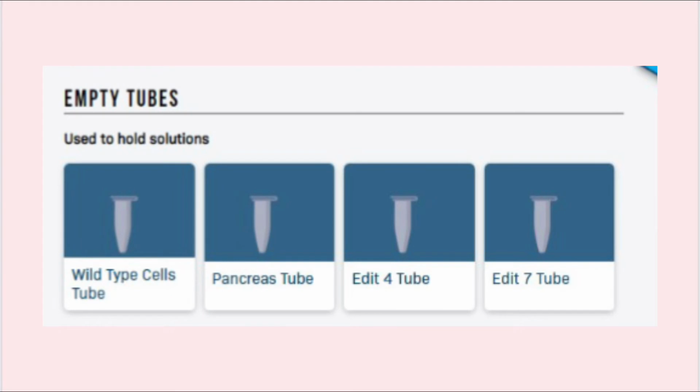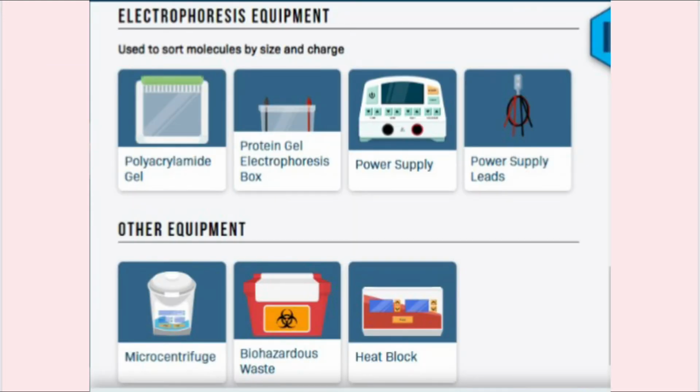So next is empty tubes. The first one is the wild type cells tube, the second one is the pancreas tube, the third one is the edit 4 tube, and the last one is the edit 7 tube. The next one is electrophoresis equipment. Firstly is polyacrylamide gel, second one is protein gel electrophoresis box, the third one is power supply, and the last one is power supply leads.